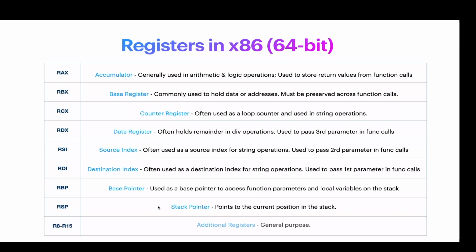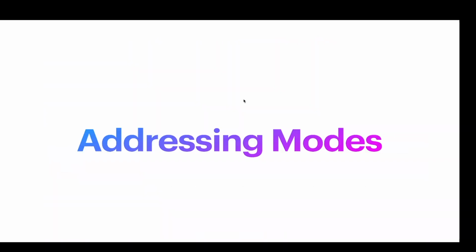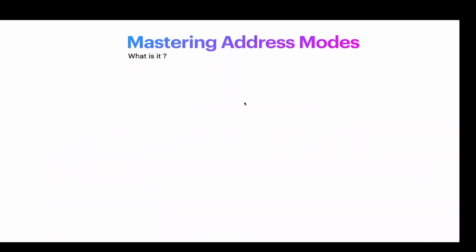And then you have a set of 8 registers, R8 to R15. These are additional general purpose registers available for assembly programming. Now let's look at addressing modes. What is an addressing mode? Let's explain this with an example. So move is an instruction. It says move whatever contents are available in the RAX register to RBX register.